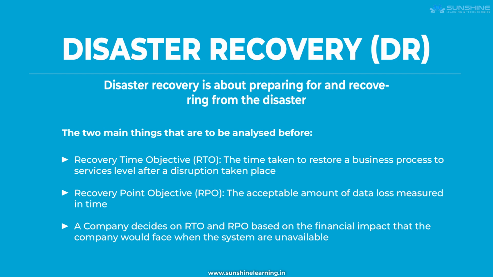The two main things to be analyzed before moving to a disaster recovery are the recovery time objective, which is RTO, and the recovery point objective, which is RPO. In the case of RTO, it is the time taken to restore a business process to service level after a disruption has taken place. Let's say it takes around 15 minutes to get the business process active again when the disruption has happened. So the recovery time objective is going to be 15 minutes in that case, because within 15 minutes we were able to restore a business process.